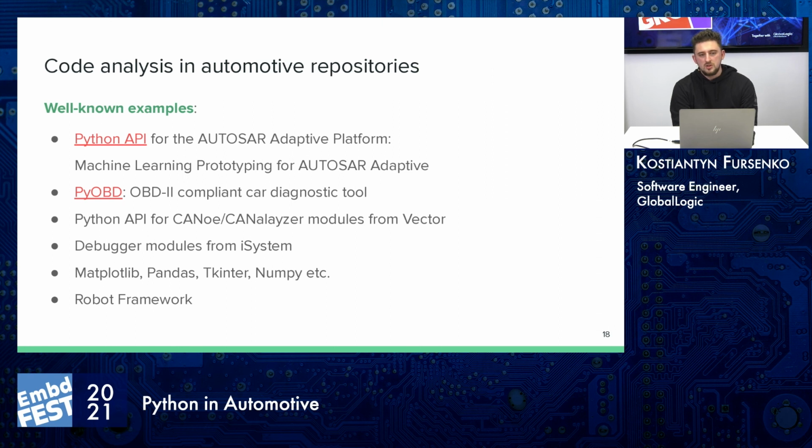We have a Python API for CANoe or CANalyzer. Those tools are from Vector and they can simulate or analyze the CAN bus. It's like a communication bus in the cars. We have some debugger modules from iSystem, a pretty convenient one. We have a lot of libraries which are used, and Robot Framework.